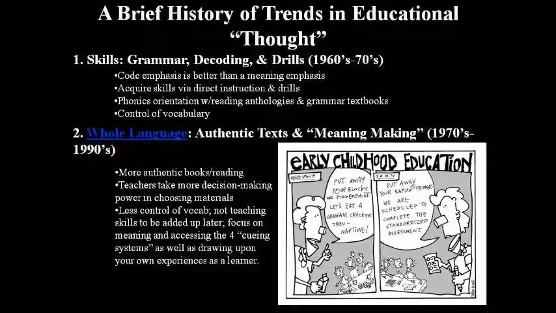It's more about, there's different kinds of vocabulary that just occur in these authentic books, and sometimes the kids will be interested in this word, and sometimes they'll be interested in that word. So it's a lot more holistic that way. Not teaching skills to be added up later. There's a focus here on meaning and accessing the 4 cueing systems, which we talked about in an earlier lecture, as well as drawing upon your own experiences as a learner. Very, very important stuff. You can see that in many ways, 1 and 2 here in this list are quite opposites of one another, right?